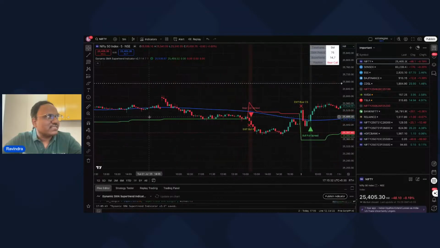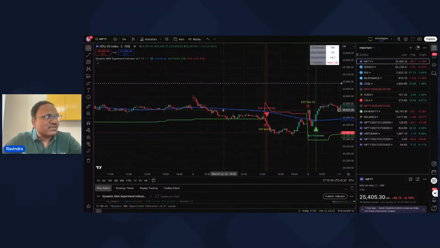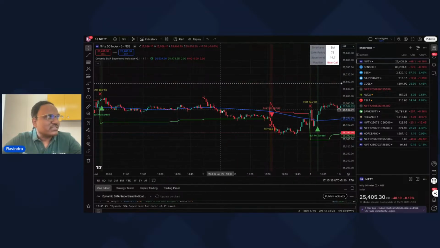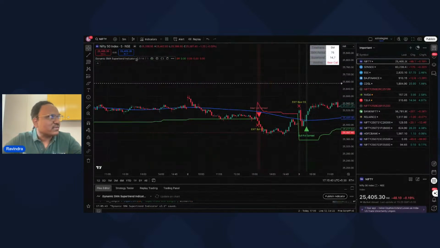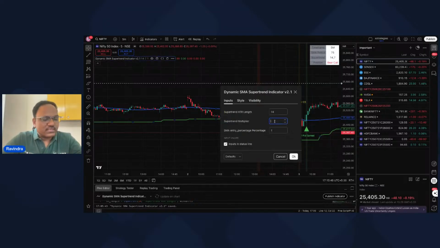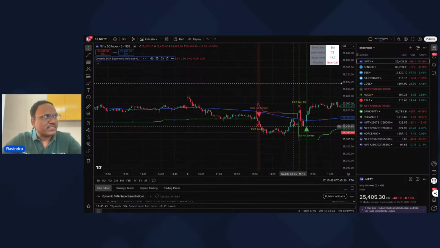If you look at this day, right? I think this day there were too many signals. But if you use this kind of a setting, there is absolutely one signal only. But 7, I think normally we do not use. We'll mostly use 4 or 5. It depends on how many signals you would like to take.